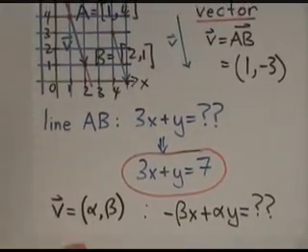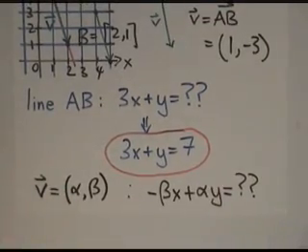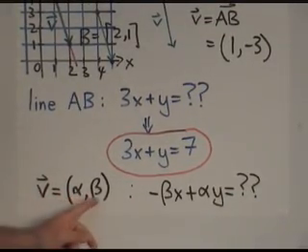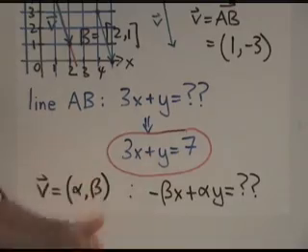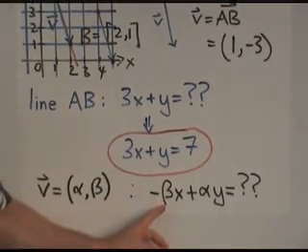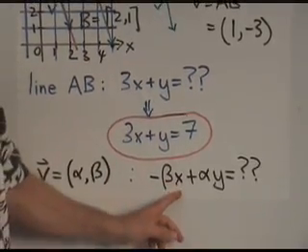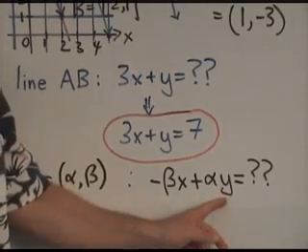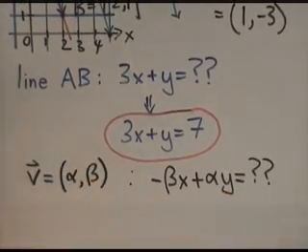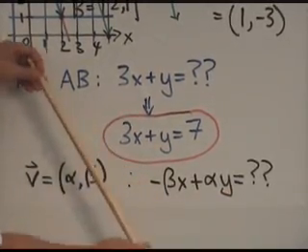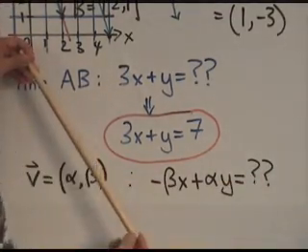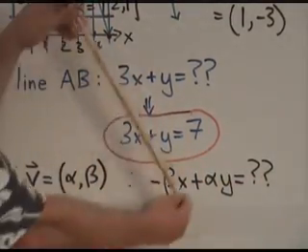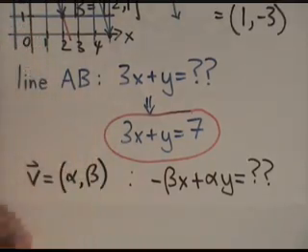Somewhat more generally, if we had a direction vector for a line, alpha, beta, then the equation of the line would necessarily have to have the form minus beta x plus alpha y equals something. And that would determine the direction of the line, and what's on the right-hand side would only determine where in the plane it was, but not its direction.